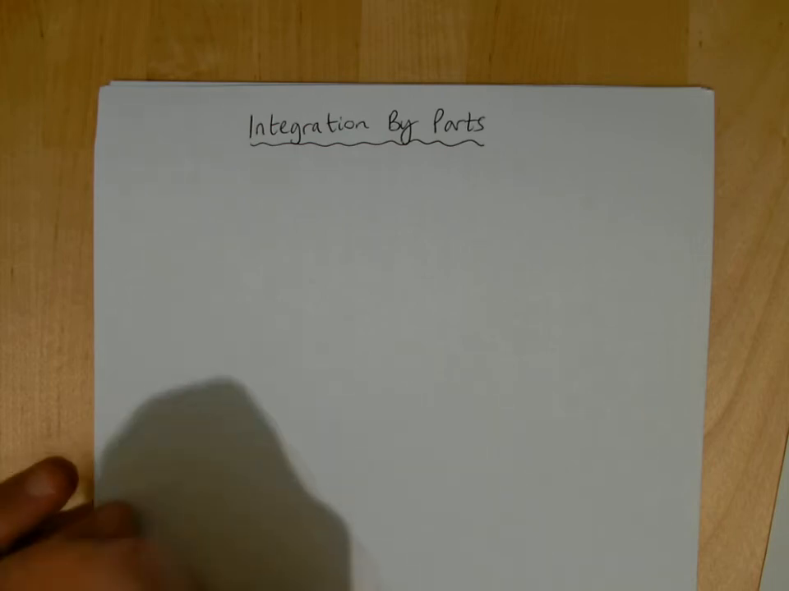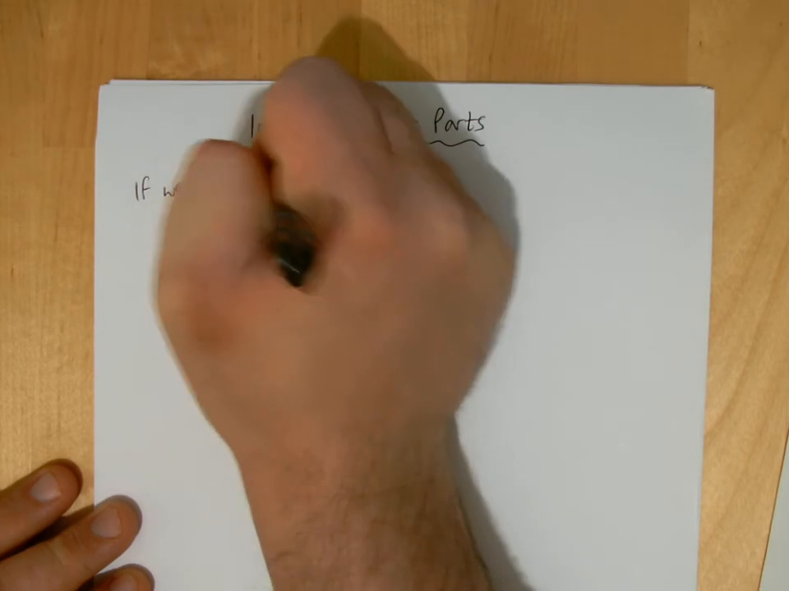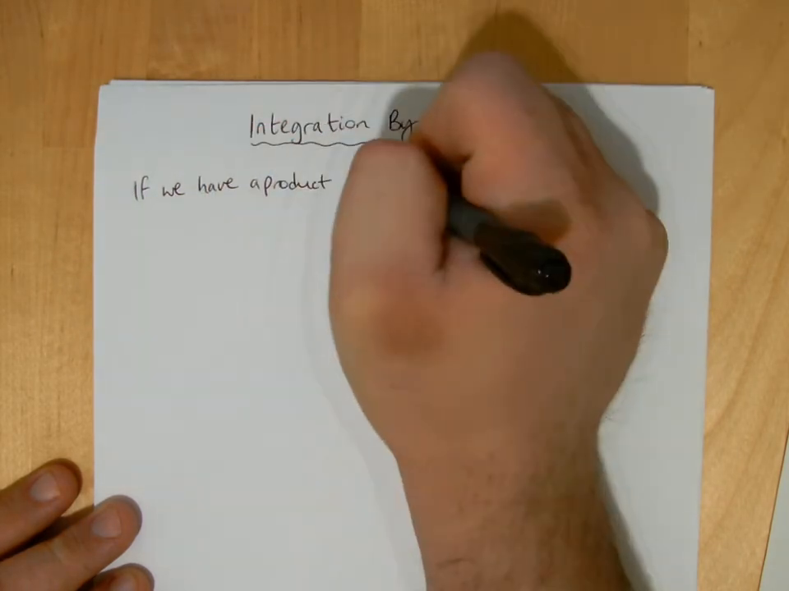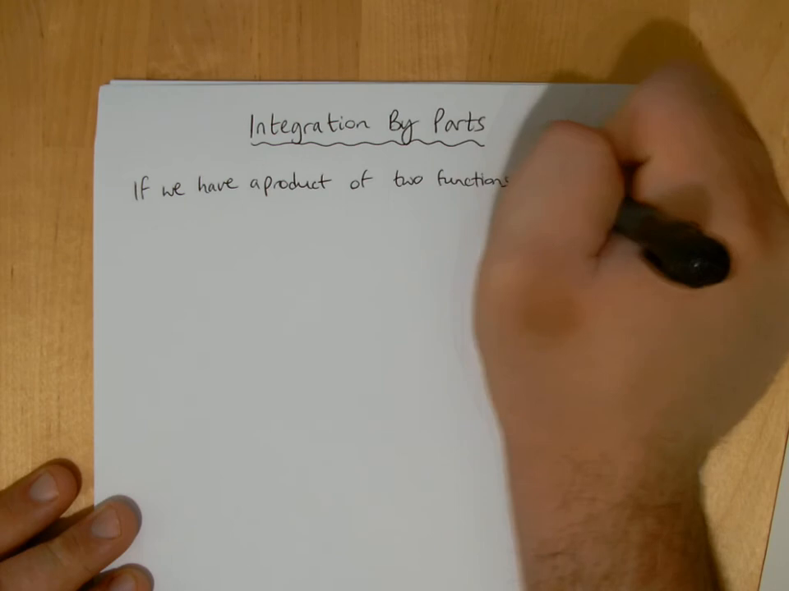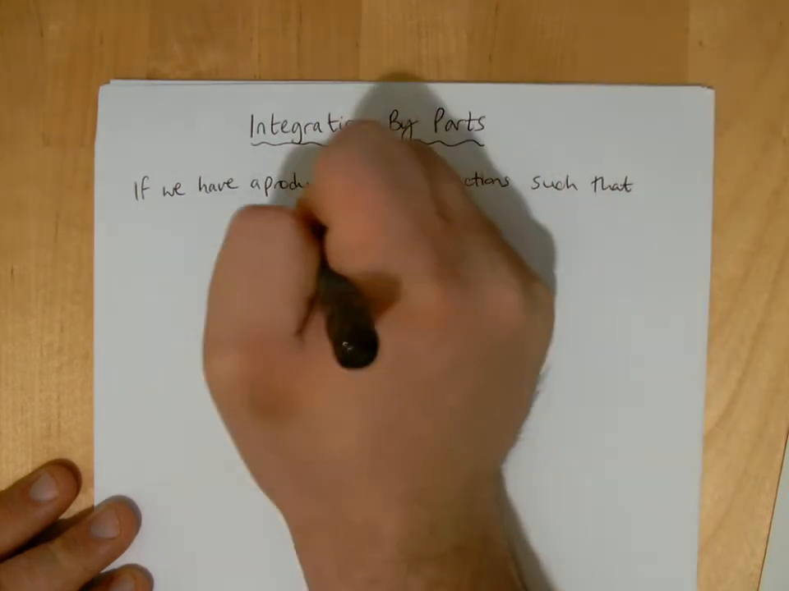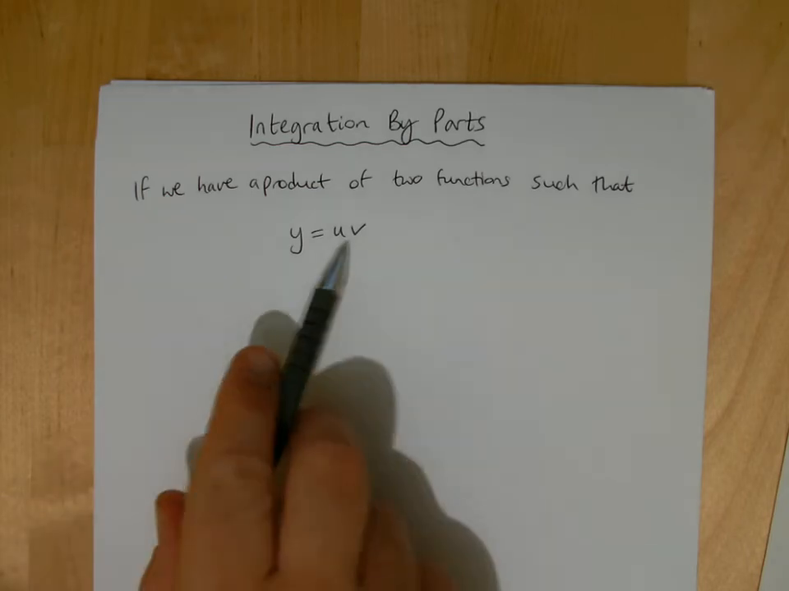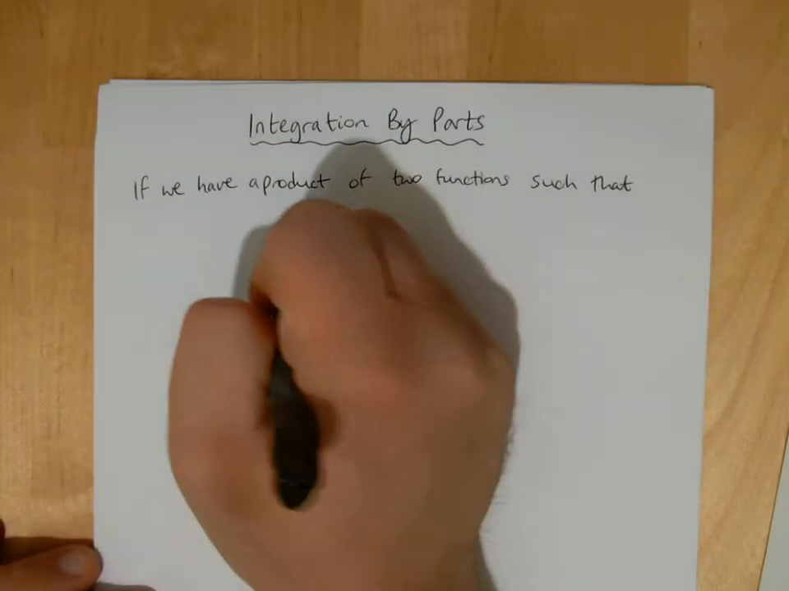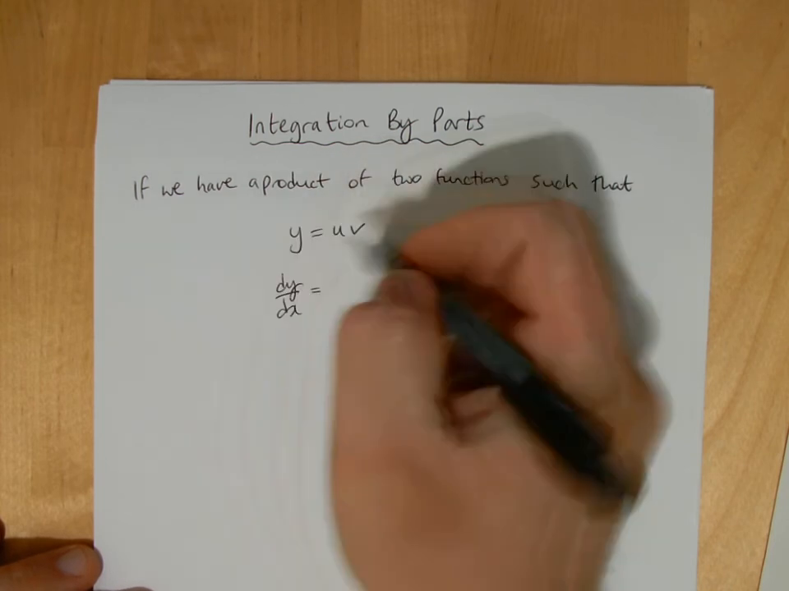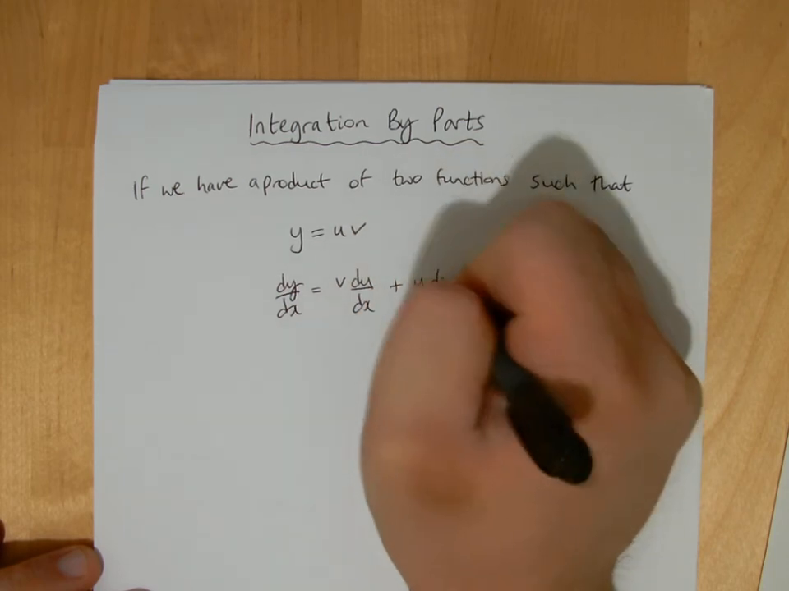And if you remember with the product rule, if we have a product of, say, two functions, such that y is equal to uv, where u and v are the two functions and they're multiplied, then we know with the product rule that dy by dx is v du dx plus u dv dx.